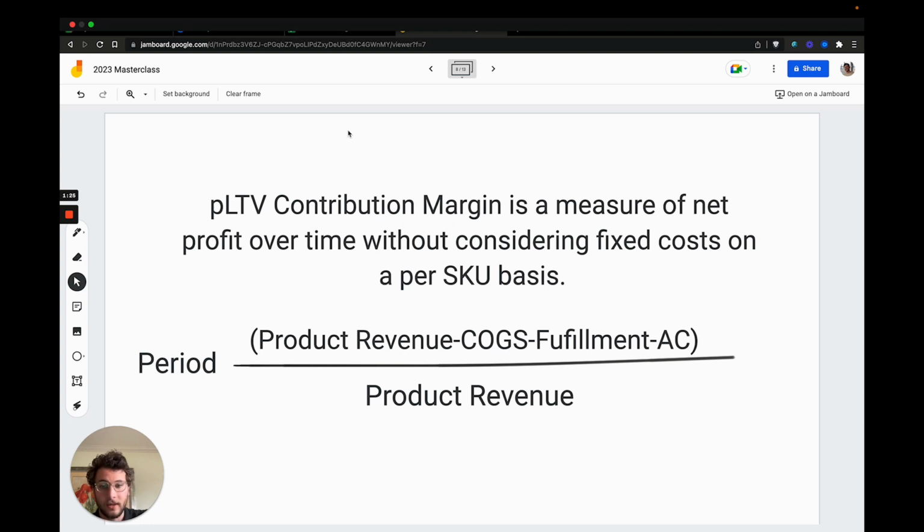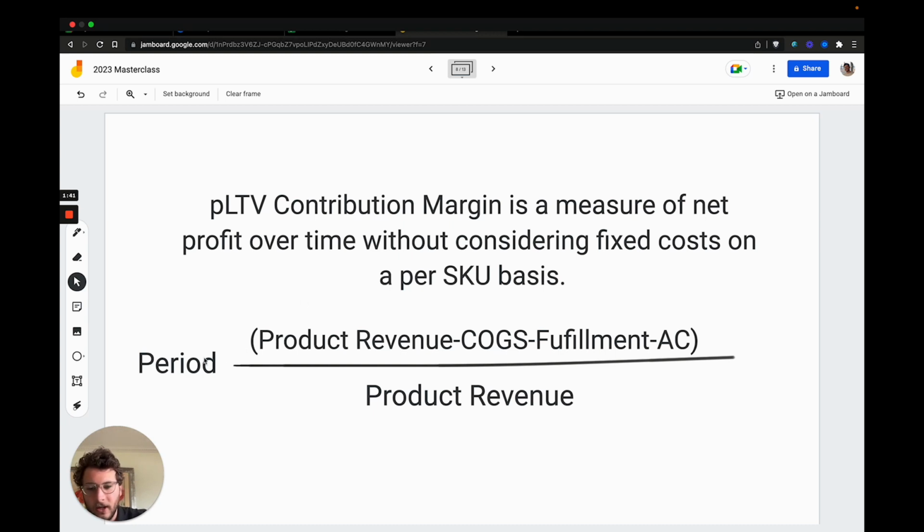Some brands that we work with that are more in the luxury space will do 180 days. Brands that are more on the impulse buy side will do 60, 45, etc. Okay, so it just depends on the sales cycle and all those variables that we mentioned earlier. So how do we actually measure period LTV contribution margin, right?